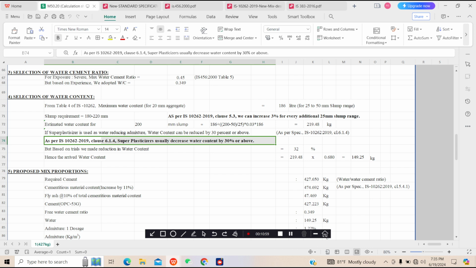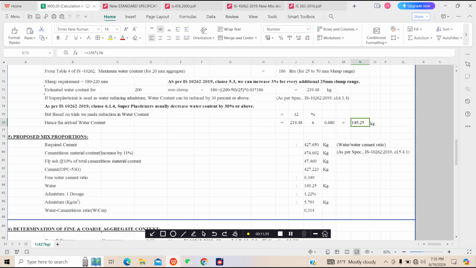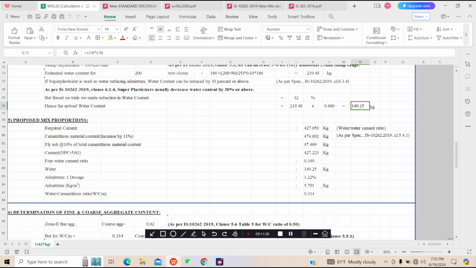Since we have done so many trials in our lab, from that we have found that we can reduce the water content by up to 32%. So we have to reduce this much water, 32%. So reducing the 32% of water, 219.48 into (100 minus 32), which is 68%, so 0.68. If we multiply these two values, we will achieve this one. Now moving to the fifth step.